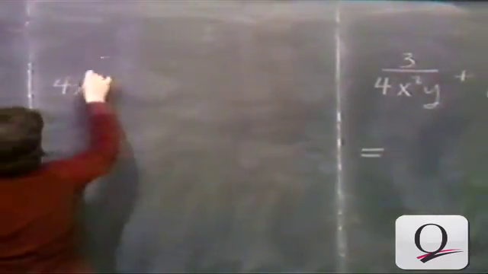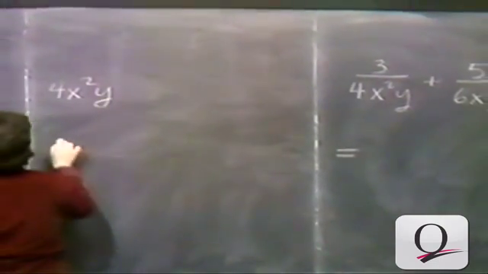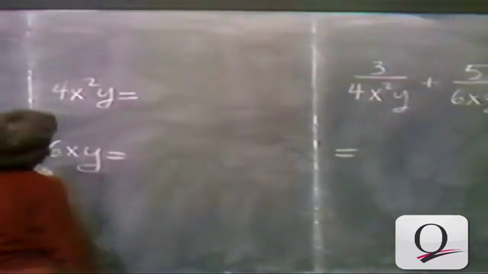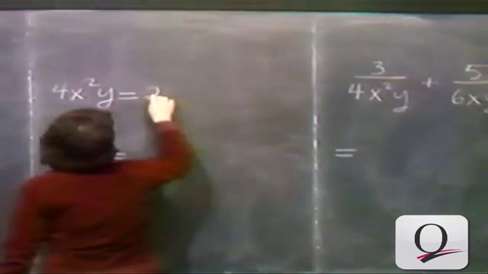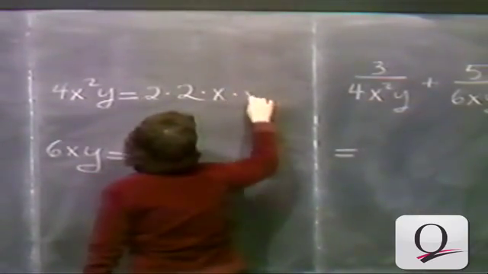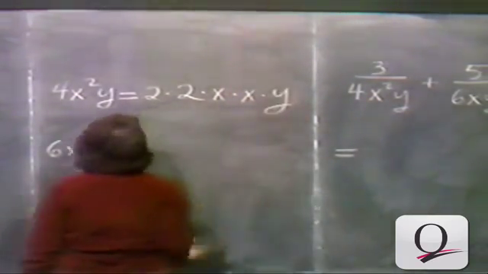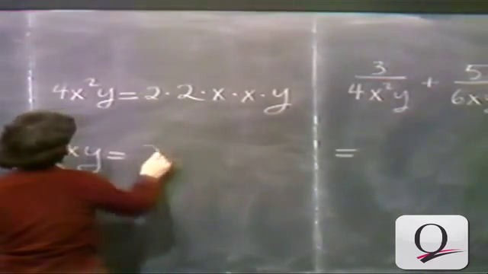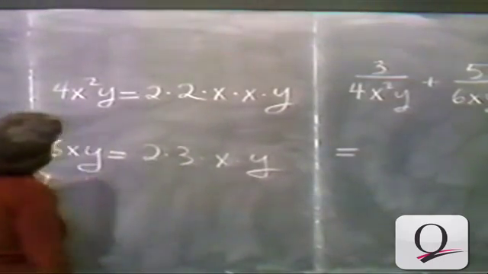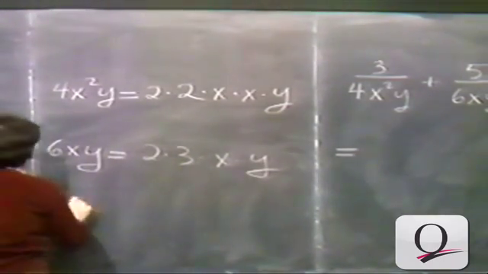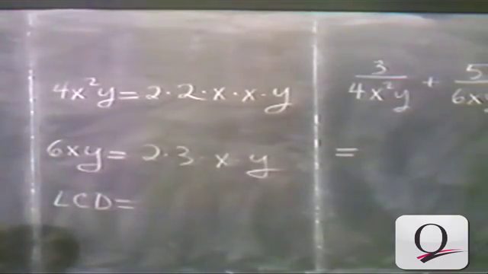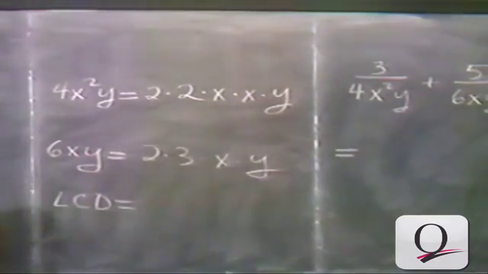But if not, we can proceed as before. We'll factor completely each denominator. 4x squared y and 6xy are the two denominators. We factor completely. 4 is written as 2 times 2, the product of primes. x squared y is x times x times y. And then 6 is 2 times 3 times x times y. Now, for the lowest common denominator, we're going to take each of the factors the largest number of times it appears in any one denominator.